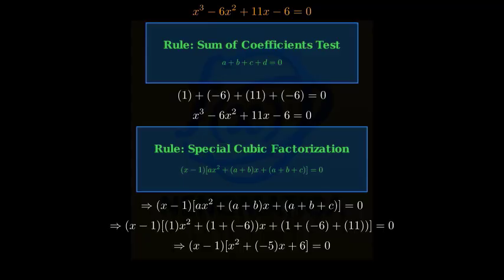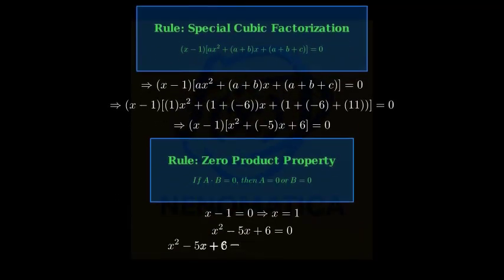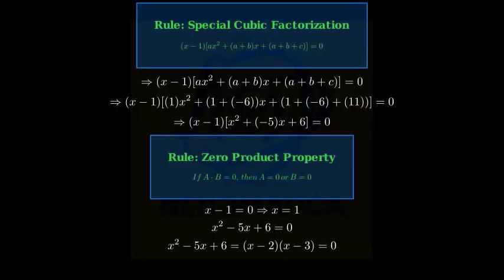So our equation becomes x minus 1 times the quantity x squared plus the quantity 1 plus negative 6 times x plus the quantity 1 plus negative 6 plus 11. Let's simplify: x minus 1 times the quantity x squared plus negative 5x plus 6 equals 0. Now, we have a product of two factors, x minus 1 and a quadratic expression. For this equation to equal 0, either x minus 1 equals 0, or the quadratic expression equals 0. From the first factor, we get x equals 1 as our first root.